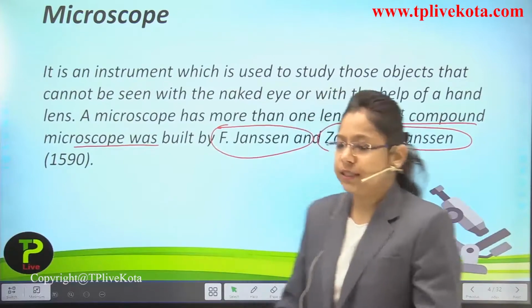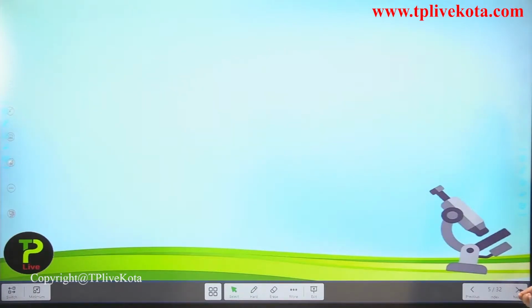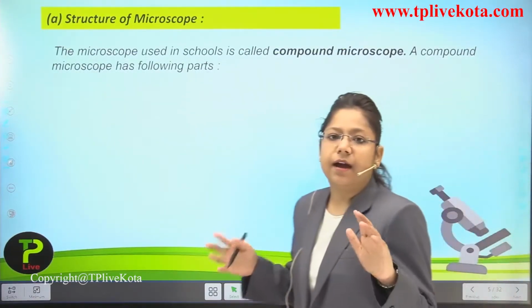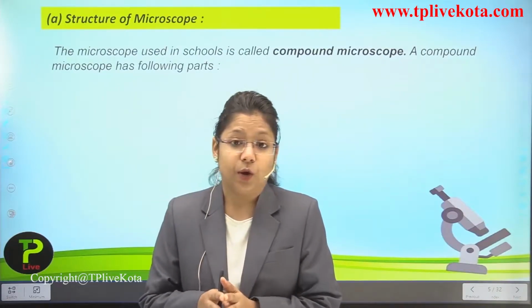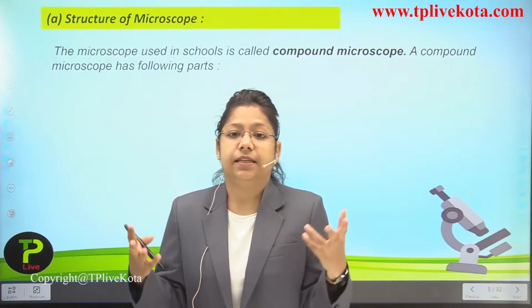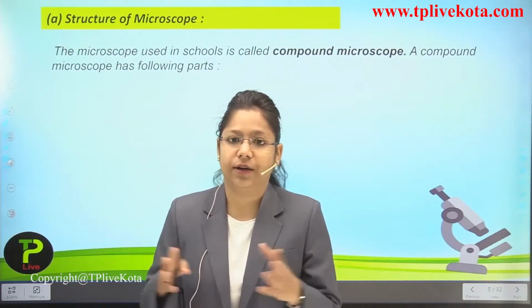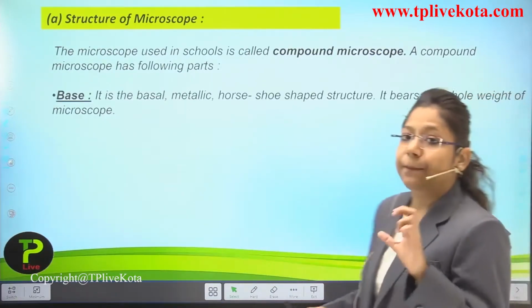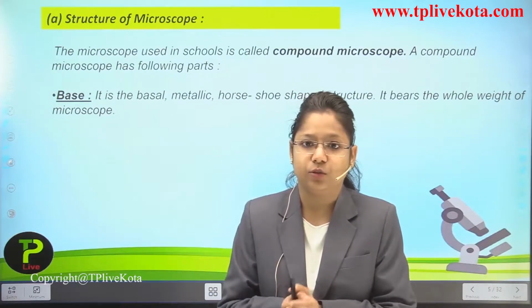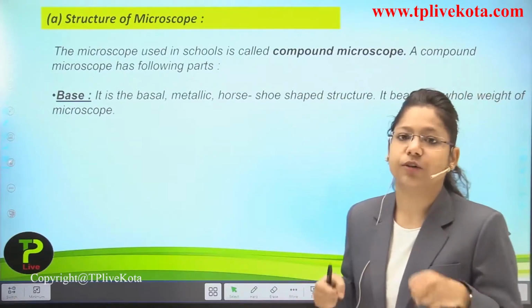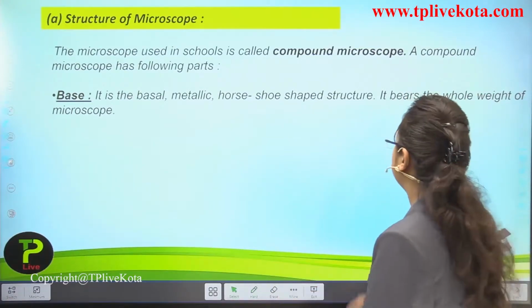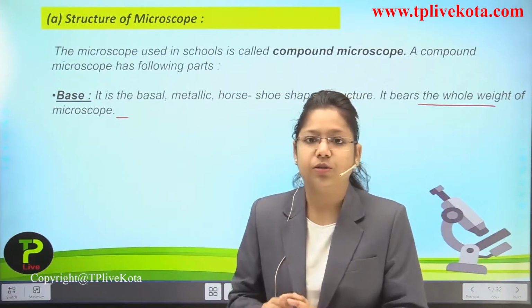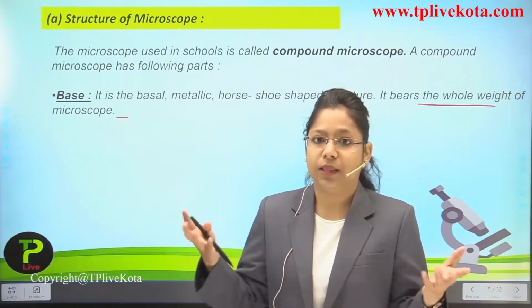Okay, now moving towards the next slide, we are going to see how the structure of the microscope is organized. So first you have to see, students, in our schools we see the microscope. It is the compound microscope in which all the cell organelles are observed. Okay, now what are the parts of the microscope? First is the base part. It is the basal part of the microscope which carries all the weight of the microscope. Okay, so it is also written over here. It bears the whole weight of the microscope. Okay, we will see it through a diagram also, but first we should see all the parts of it.